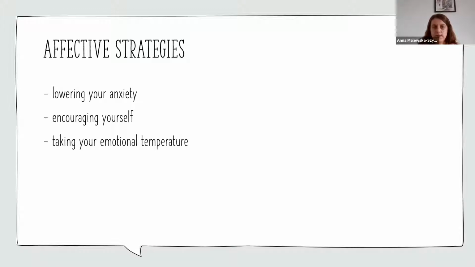Affective strategies, for example, lowering your anxiety. So the students may, for example, try to find some amusing aspects in something, try to joke about something. Maybe there might be some word which evokes some associations that are funny. So then it can help to also relieve the other students who feel anxious. So the student who finds some joke hidden in something will lower his or her anxiety, but also the other students may feel better at that moment. Encouraging yourself, so trying to find some encouragement, trying to find some motivation.